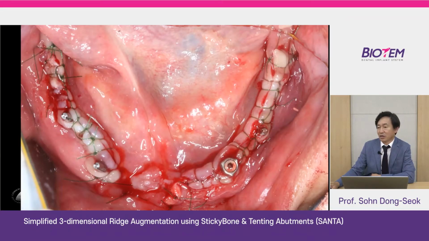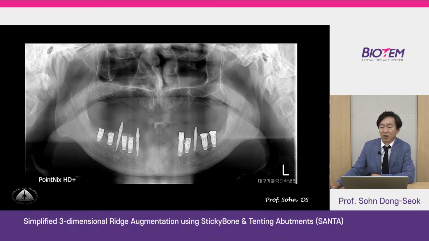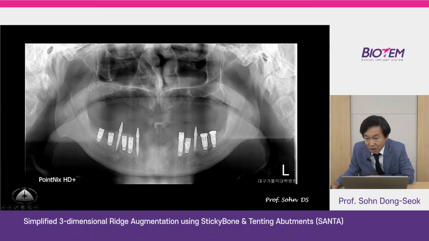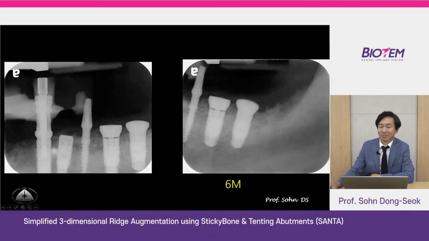This is the intraoral view after suturing. Immediate fixed restoration was delivered. This is the post-operative radiogram. You can see the vertical defect here. In this area, I did not place the tenting abutment, for comparison, because this area shows a small vertical defect. And horizontal augmentation using tooth bone was done here.